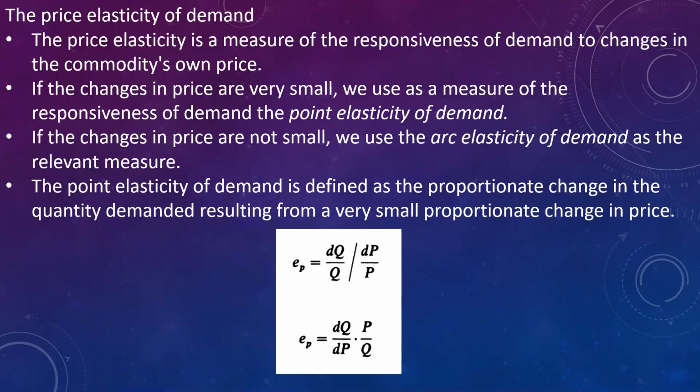Point elasticity of demand is defined as the proportionate change in quantity demanded resulting from a very small proportionate change in price. It is given by the formula Ep, the price elasticity of demand, equal to the change in quantity demanded, dq divided by q, divided by the change in price, dp divided by p. If we simplify this, we get dq/dp times p/q. So this is the formula for point elasticity of demand.